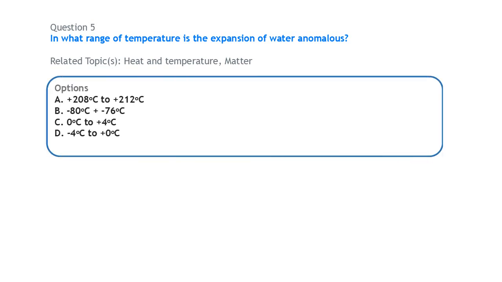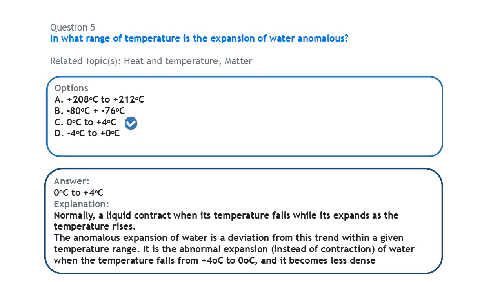Next question: in what range of temperature is expansion of water anomalous? The term anomalous means abnormal or unusual. Now usually liquids and solids expand when they are heated, and when they cool, they contract. Expand meaning they increase in size, and contract meaning they reduce in size. This is what is expected.